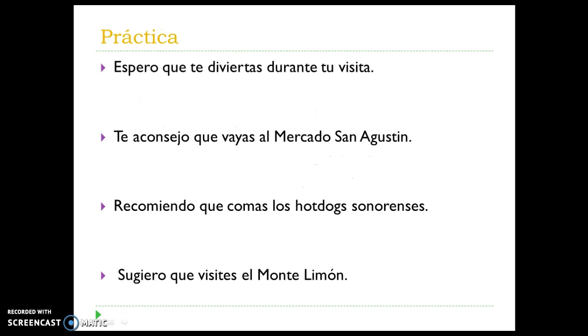Okay, so here's some practice that I have already written out, and we need to go through this because I want to make sure that you understand how to form the subjunctive, not just the conjugation of the verb, but also how to use it in a sentence. Okay, so here we have the first example. Espero que te diviertas durante tu visita. Right? I hope that you enjoy yourself during your visit.